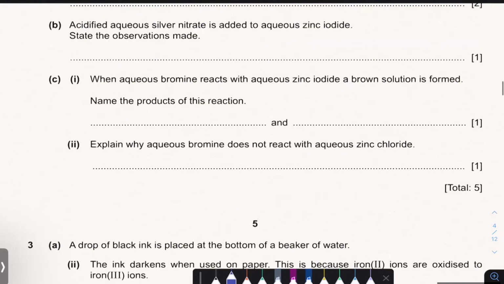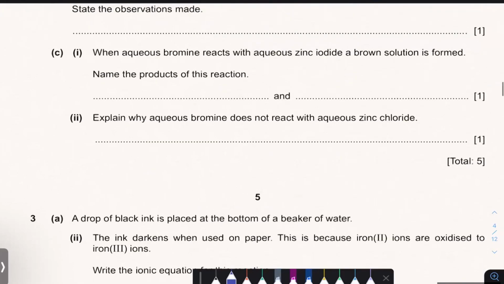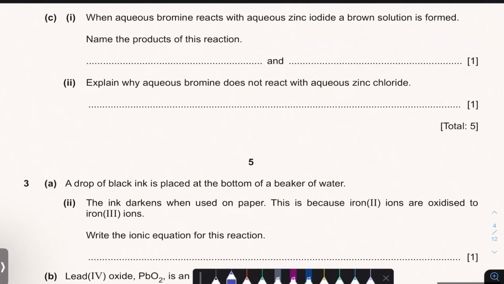All right, I'm skipping B because we haven't studied it yet. It's ATP. Let's do this one. When aqueous bromine reacts with aqueous zinc iodide, a brown solution is formed. Let's see. Aqueous bromine reacting with aqueous zinc iodide. My reactants are laid out for us. This and this. Let me just write an equation as my rough work. So bromine in the aqueous situation reacts with zinc iodide.